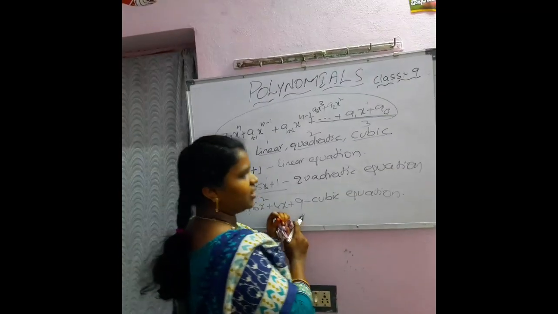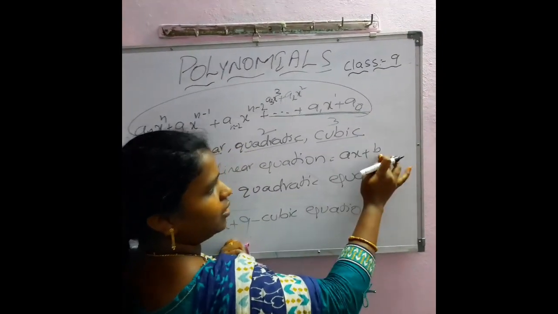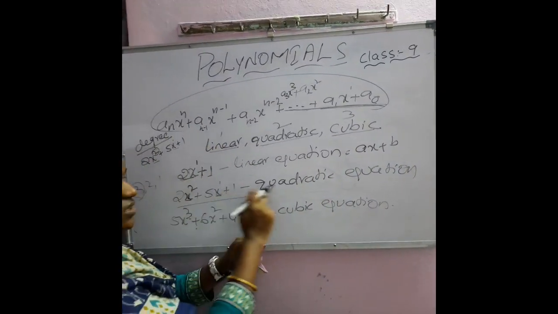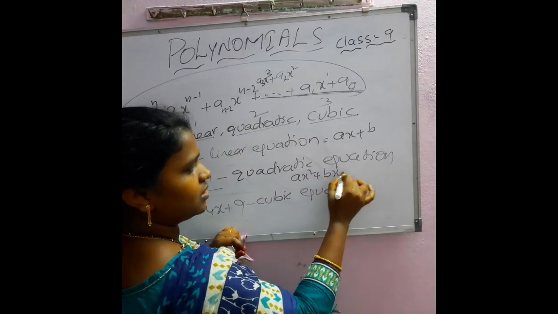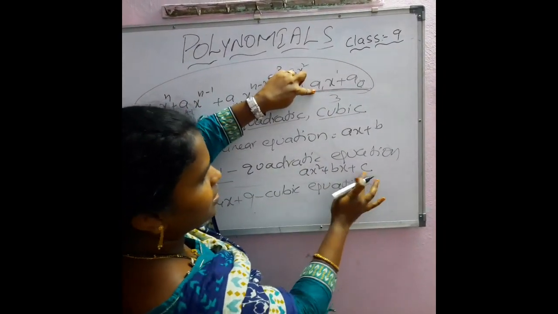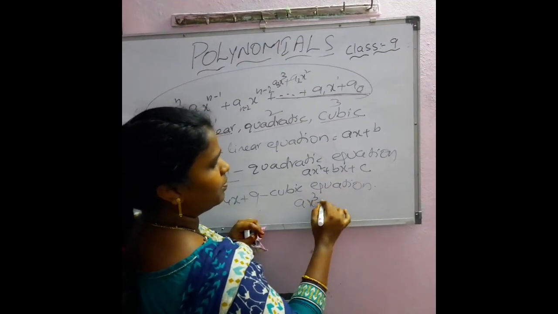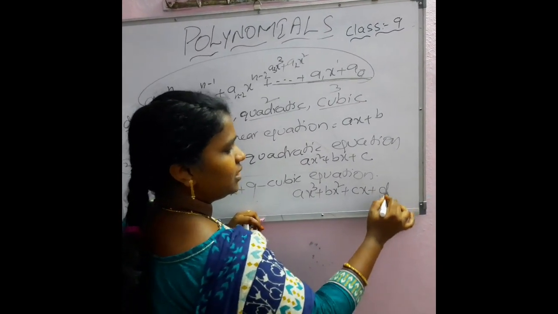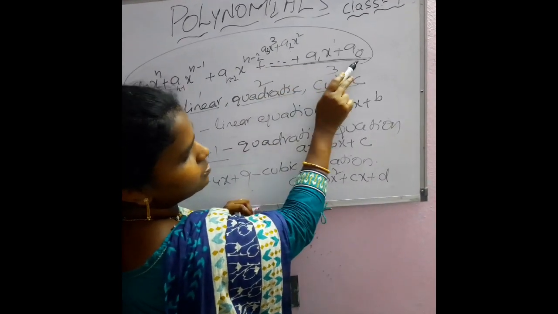The general form of a linear equation is ax plus b, that is a1x plus a0. Whereas the general form of a quadratic equation is ax square plus bx plus c. And the cubic equation is ax cube plus bx square plus cx plus d.